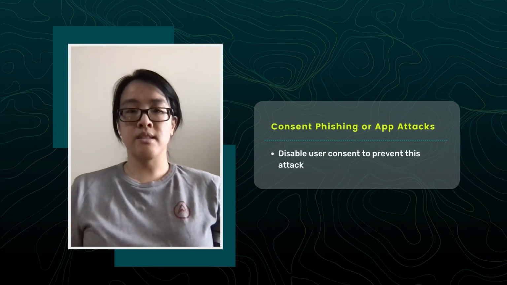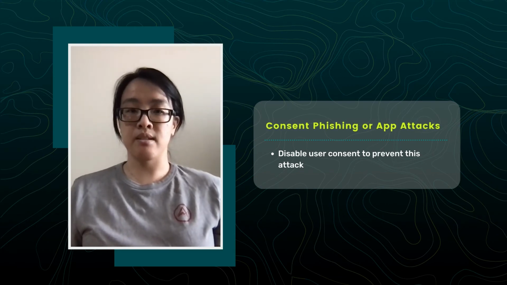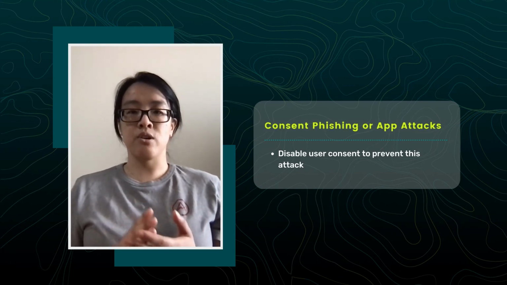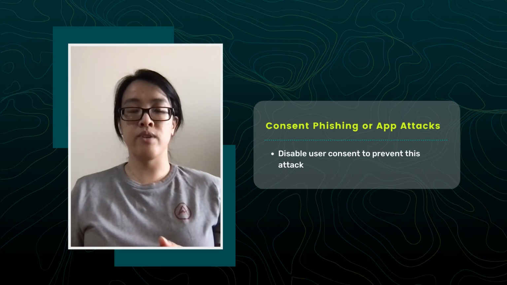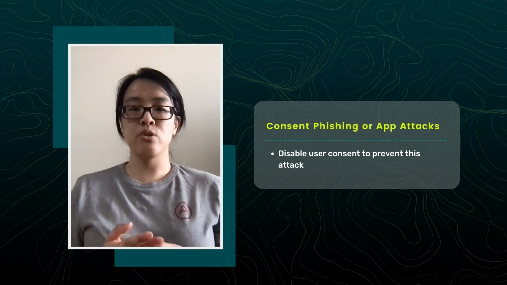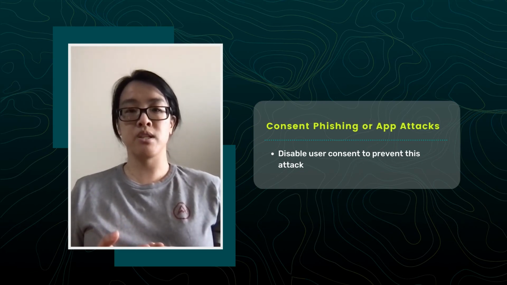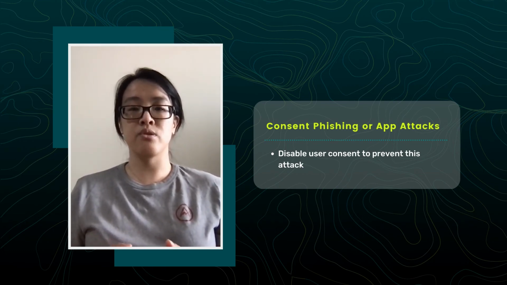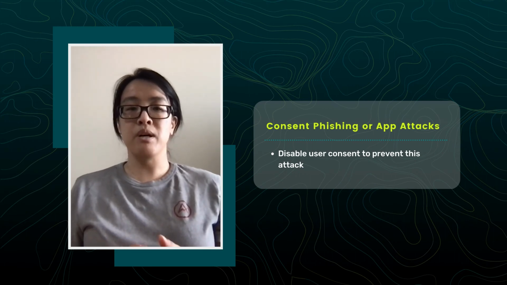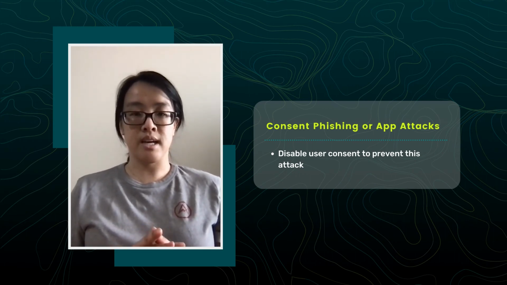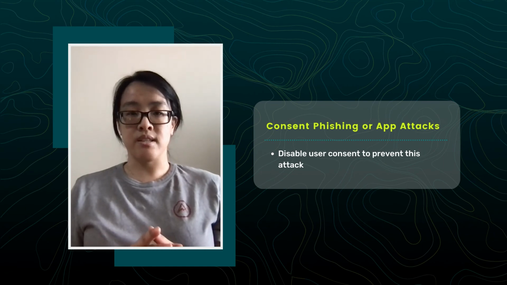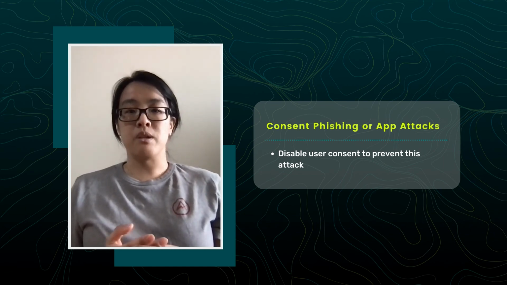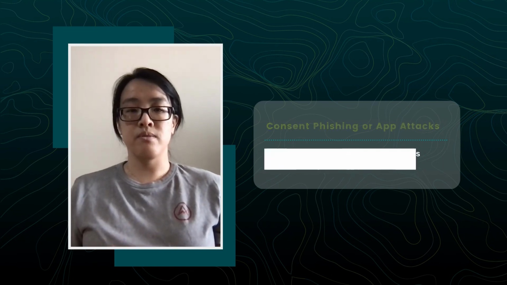3. Consent phishing or app attacks. This type of attack occurs when attackers use stolen or fake app instances to ask users to grant wide-ranging permissions in O365 to the attacker's application. This will then grant persistent access to the targeted user's 365 account. The best mitigation strategy to prevent this attack is to disable user consent, though that will require admins to approve any additional requests to add new apps for users.